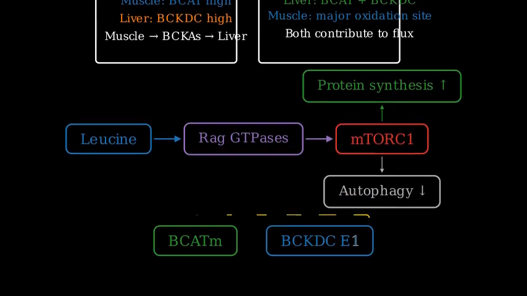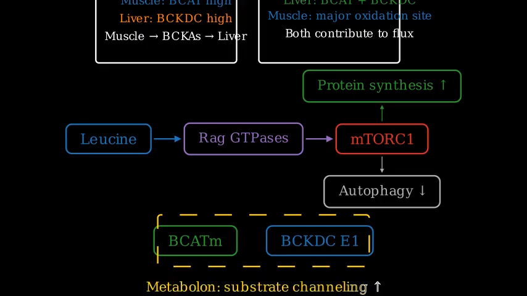A striking optimization is that mitochondrial BCATm can bind the E1 component of the dehydrogenase to form a metabolon. This docking channels the keto acid directly to E1 and speeds the reaction.